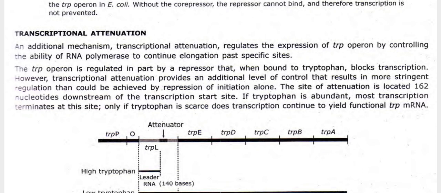The site of attenuation is located 162 nucleotides downstream of the transcription start site. If tryptophan is abundant, most transcription terminates at this site. Only if tryptophan is scarce does transcription continue to yield functional trp mRNA.